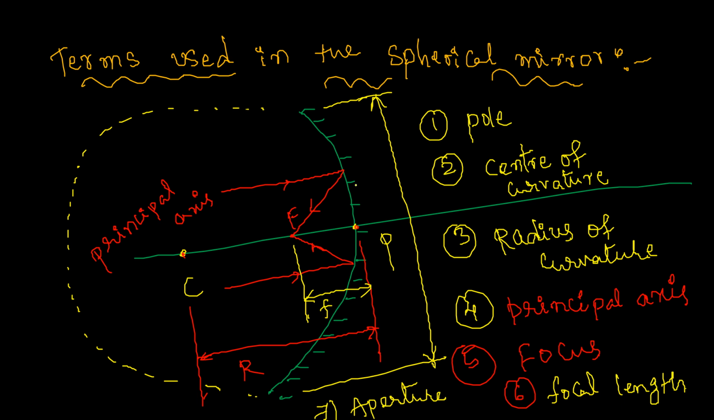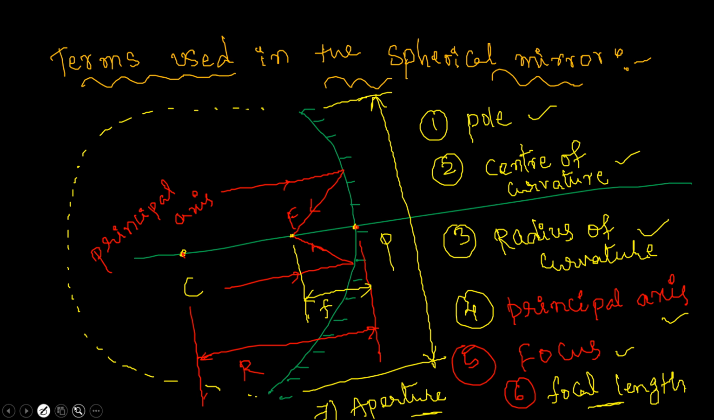Once again, the midpoint of the mirror is called pole. The center of the imaginary sphere of which the mirror is a part is called the center of curvature. The distance between center of curvature and pole is called radius of curvature, and the line joining the center of curvature and pole is called the principal axis. After reflection, all light rays meet at one point on the principal axis, called the focus. The distance between focus and pole is called focal length, and the width of the mirror is called aperture. So these are the terms used in spherical mirrors.